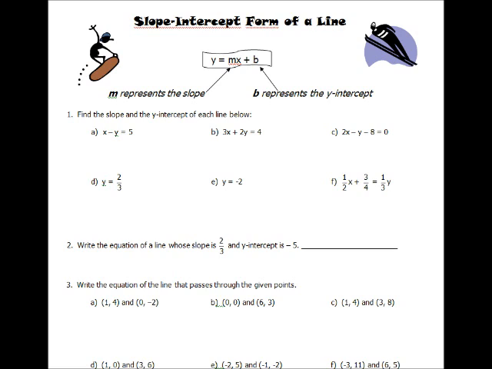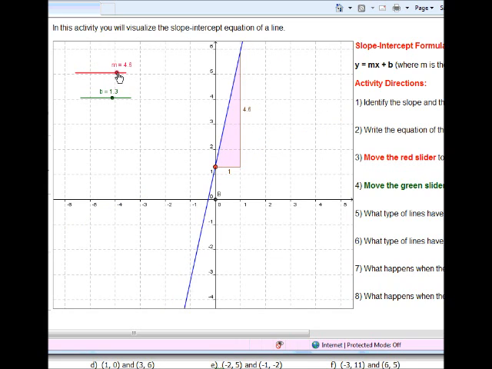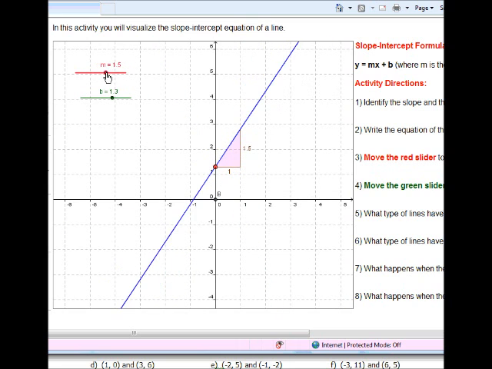So what I'd like to do is show you a little interactive that I also have uploaded to Edmodo that you can use to investigate slope and y-intercept. So this is going to give you a little interactive of what slope looks like, and if you just drag these little green y-intercept and red slope dots here, it'll change the slope of your line.